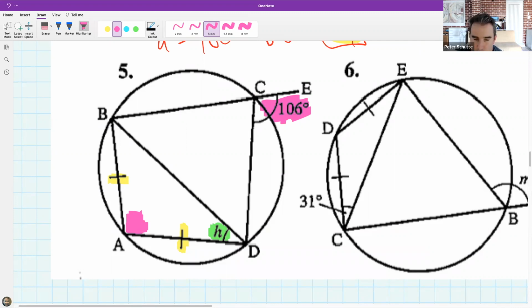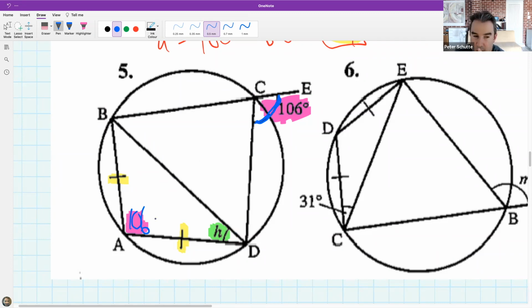Mbali and Zanele, let's go to you. What do you think the answer is going to be? I think the answer will be 53. Okay. Talk me through your process. I said angle C is 106 degrees, which is equal to A. And then A is equal to D, and then I divided D by 2 and I got 53.